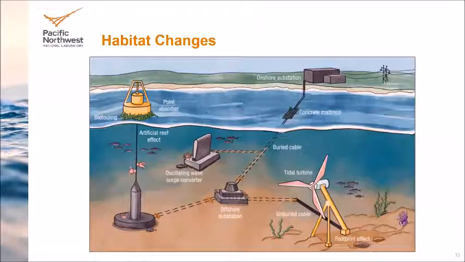The other categories for habitat change are effects of device installation/removal on the benthos, changes in community composition on and near devices, and artificial reef effect. For each category, I will present one study from the evidence base that has contributed to how we're thinking about risk retirement for habitat change.